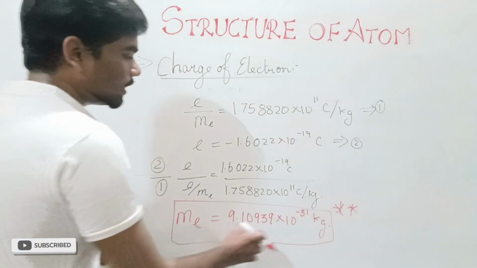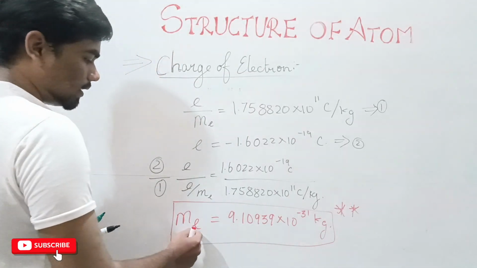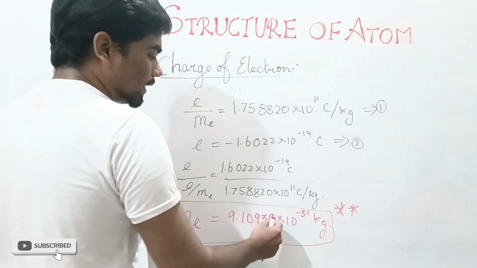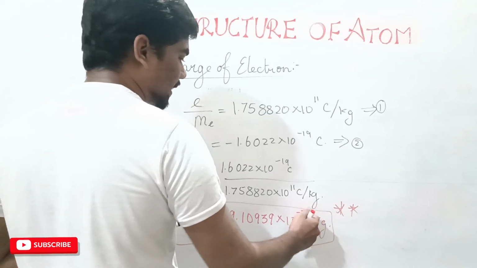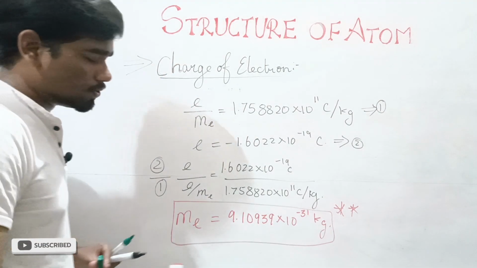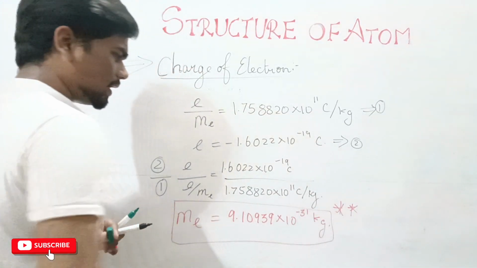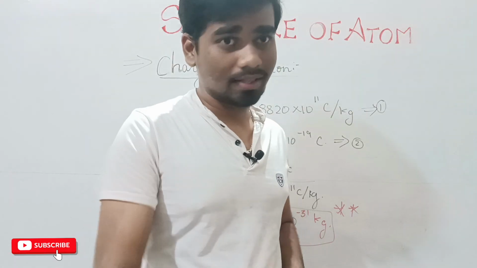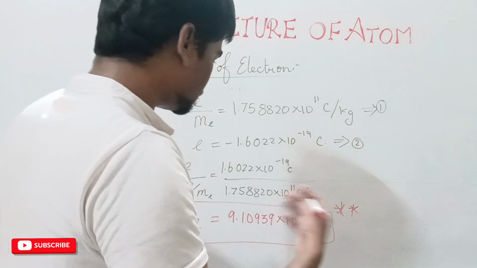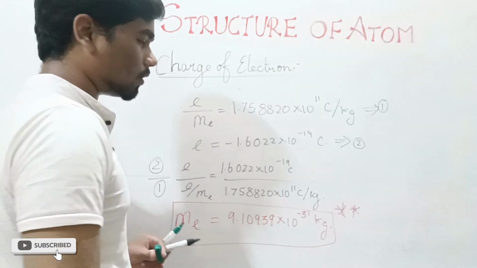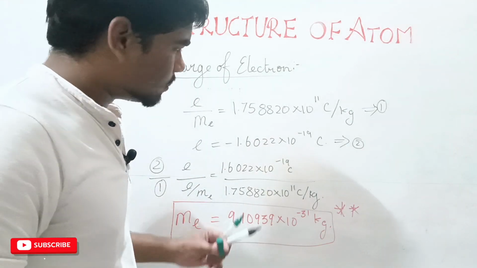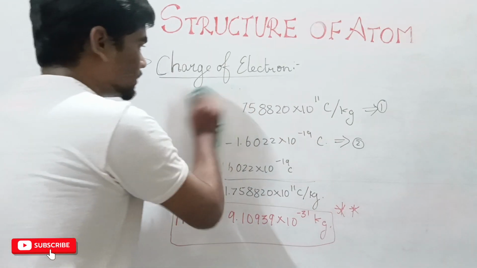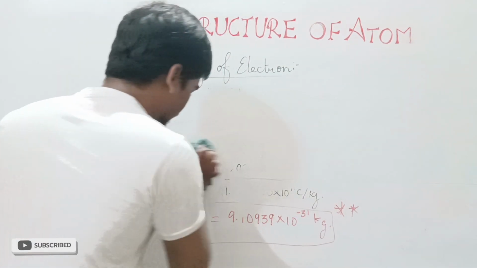So I am writing the direct answer, that is nothing but mass of electron is equal to 9.10939 into 10 to the power minus 31 kg. So my dear friends, this is the direct value. But in exams, they use various other units, so you should also know the mass of electron in various other units. Don't worry, I will explain that also. So I will erase all these things so that we can move to the next section.